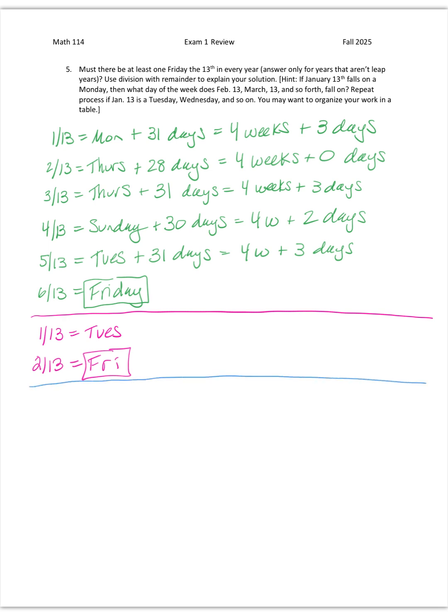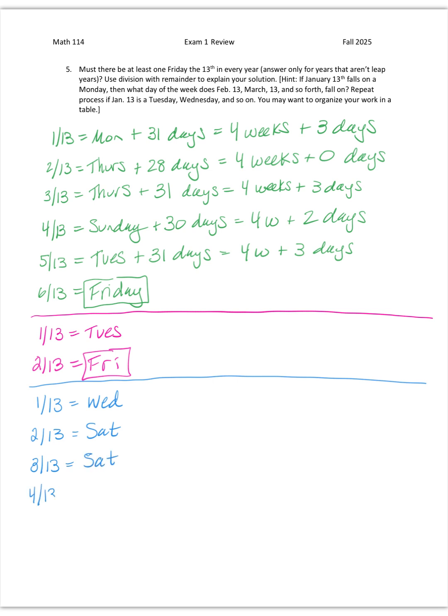Okay, let's look at what if January 13th is a Wednesday. I know that February 13th is 4 weeks and 3 days later. So I advance my day of the week by 3 days. So Thursday, Friday, Saturday. And then to get to March, I know from my work up here that because February has 28 days, which is exactly 4 weeks, my day of the week is not going to change from February to March.